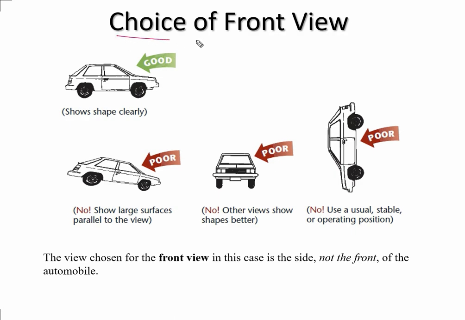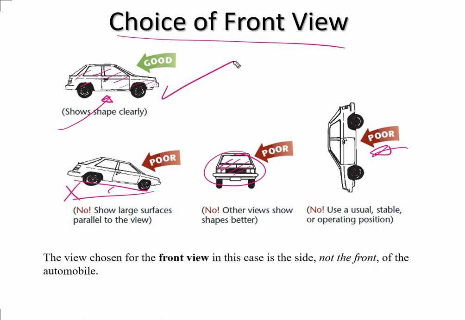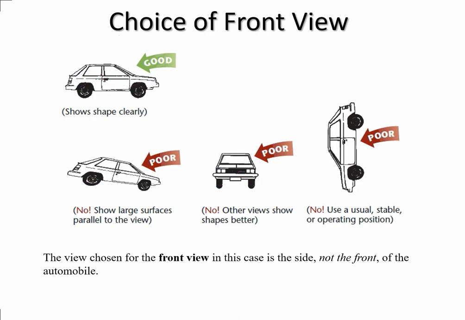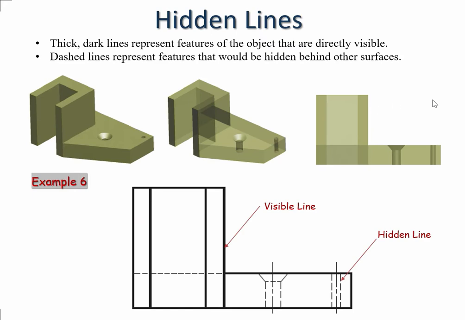Now regarding choice of the front view, as you see, we choose this view as a front because we can see most of the details of the part. If we choose this one as a front view, we can't see and imagine most of the details. And this one, a slanted view, is not recommended. And this is poor also, it's very hard to visualize the object. So the better choice in this example is this one. So you have to choose the proper, the correct view, the front view exactly.